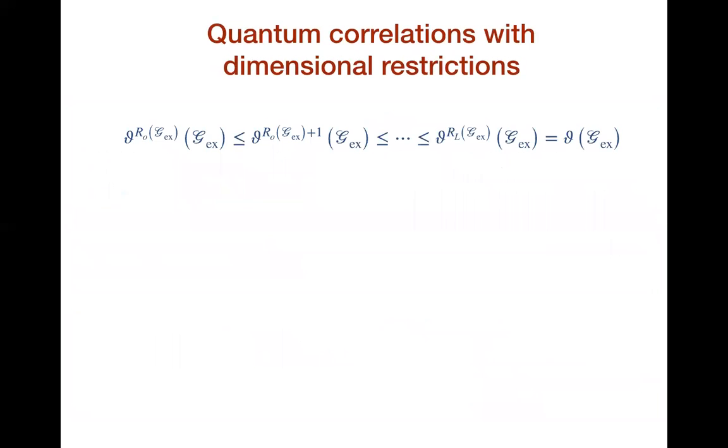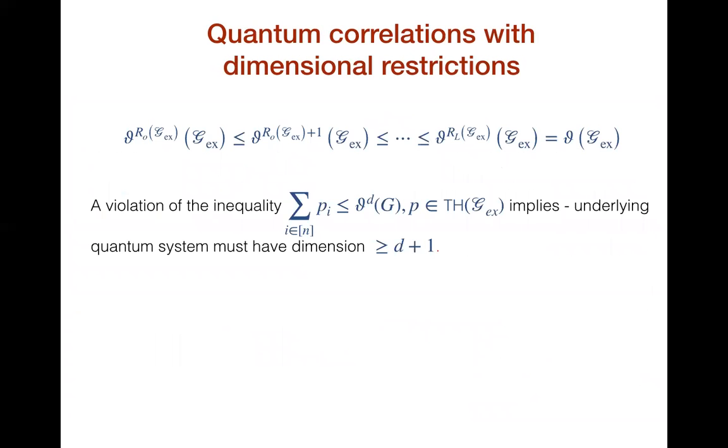Okay, so from the previous slide, it should be clear that as we increase the allowed rank of this program, the feasibility set grows, and therefore the objective value should grow. And that is captured by the following sequence of inequalities. This gives us a way to figure out a dimension witness in particular. So if we consider an inequality of this form, that the summation of p_i, where p is from the quantum set, is at most the Lovász theta restricted to d, then suppose you violate this inequality, then it implies that the underlying quantum system must have dimension greater than or equal to d plus 1.